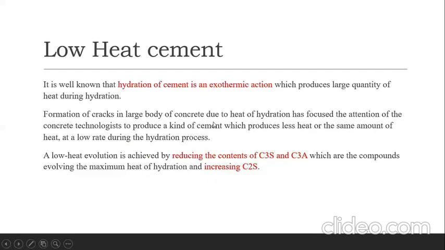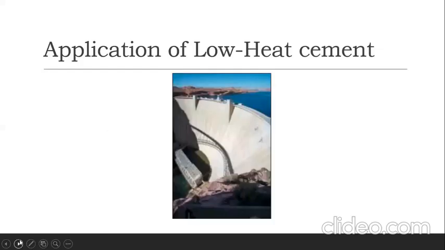The next type of cement is low heat cement. This type of cement is made by reducing the C3S, that is tricalcium silicate, and tricalcium aluminate contents, and increasing the dicalcium silicate content. So the strength attainment is enhanced and the heat inside the mixture is reduced. The main application of low heat cement is mass concreting, such as dam construction.